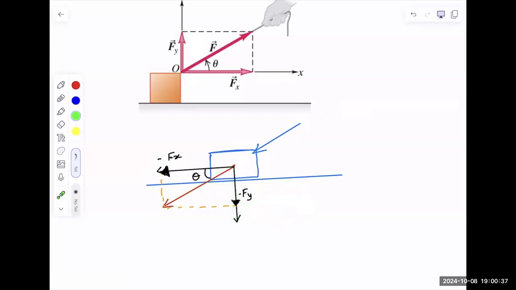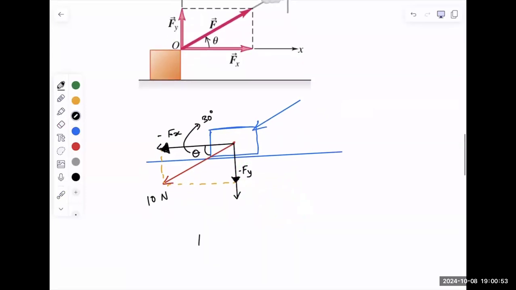And now here you need the component of this force. Now, if I'm applying a force of, like, 10 meter per second, sorry, 10 Newton, in this direction at an angle of 30 degrees, what is my x component of force? My x component of force is 10 Newton times cos 30 degrees. So this is my x component. And what is my y component? My y component will be 10 Newton times sine 30.